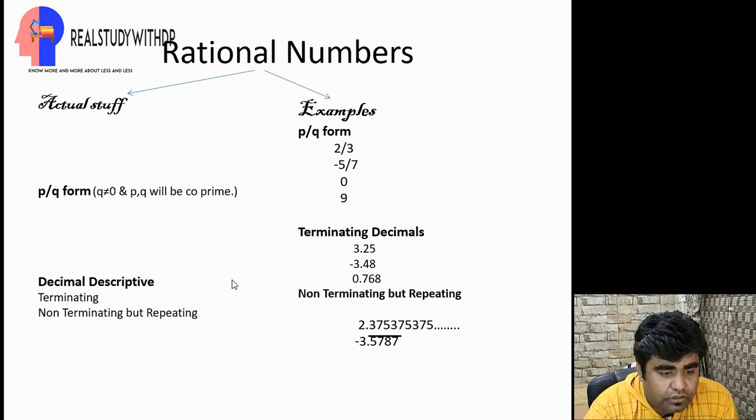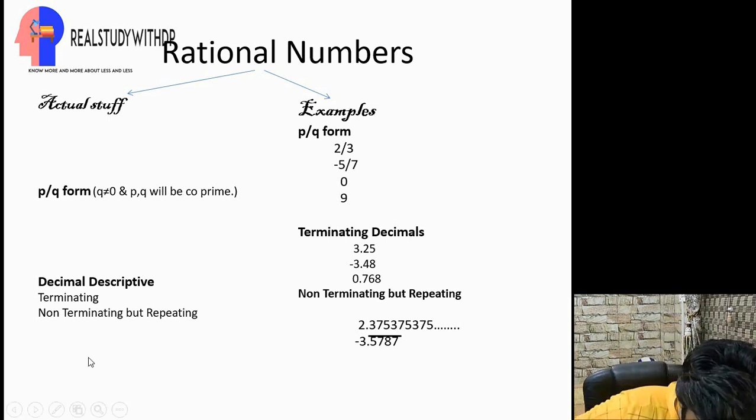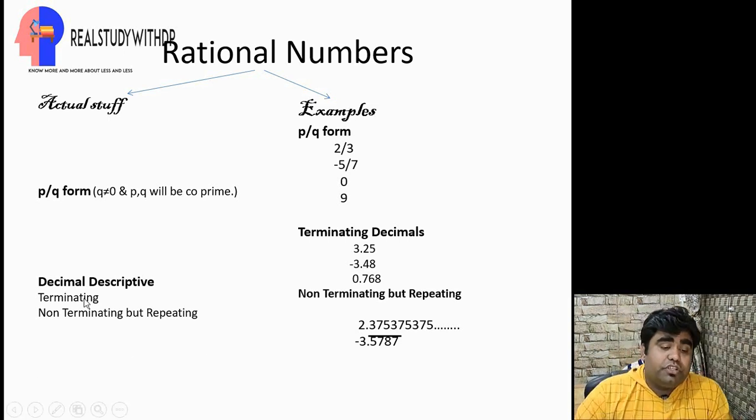So let's see the decimal description. As far as the decimal description is concerned for rational numbers, we can consider both kinds. Say, terminating one: a number after a particular decimal terminates. See, 3.25. The number ends over here, so it's a terminating decimal. So a terminating decimal is also a rational number.